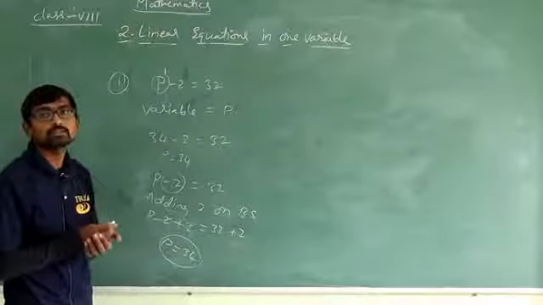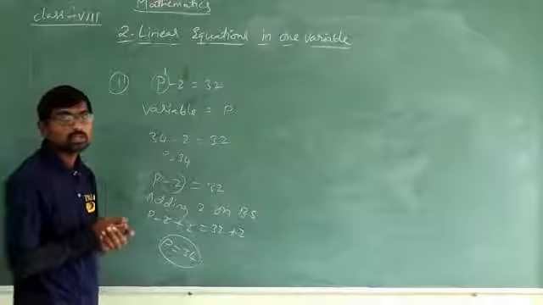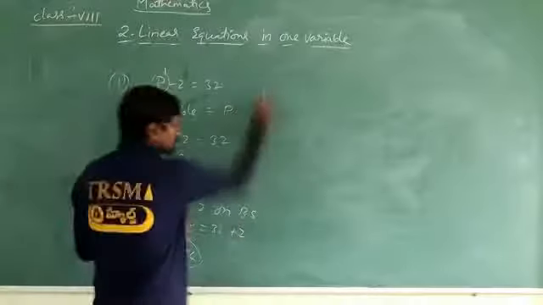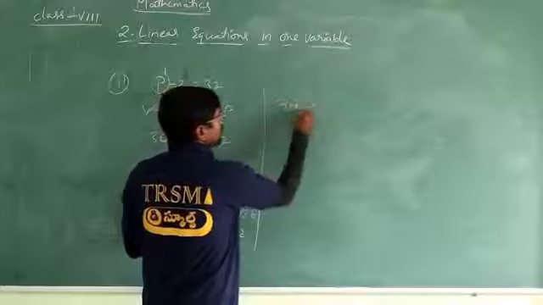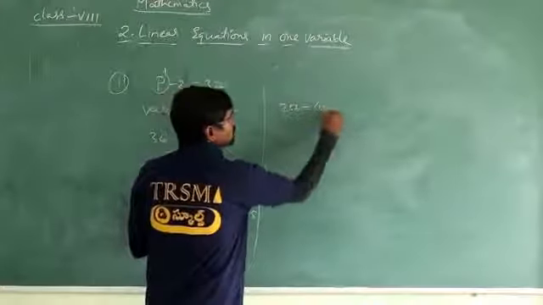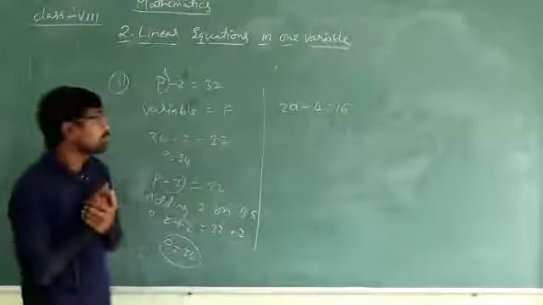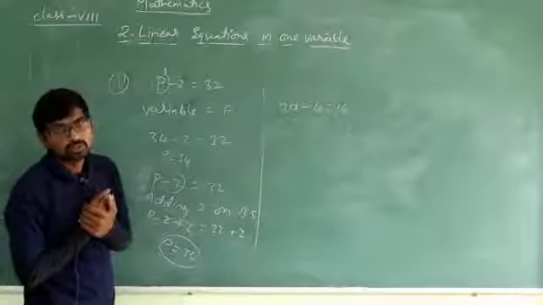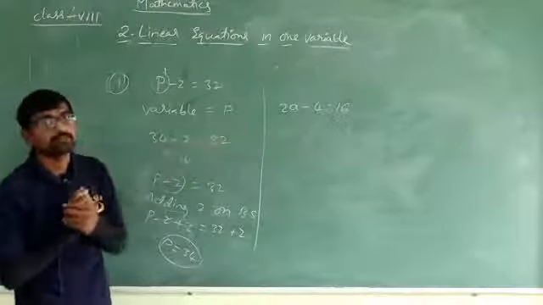If you have a multiplication symbol and a division symbol, then how do you proceed? It is also the same, easy. Let me take one example. 2a minus 4 is equal to 16. This is my one more example. I have taken one more example here.